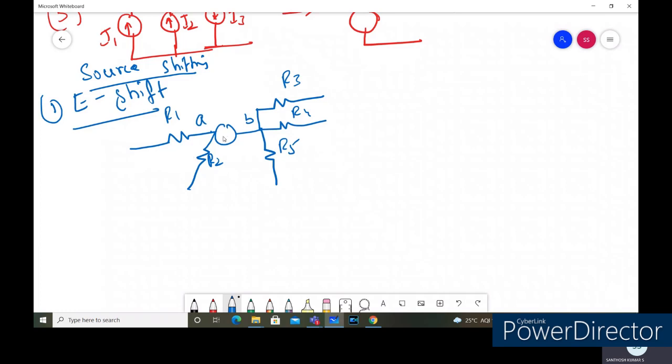Here we can shift this voltage source. We can shift the voltage source towards node A, or else towards node B also we can shift here.